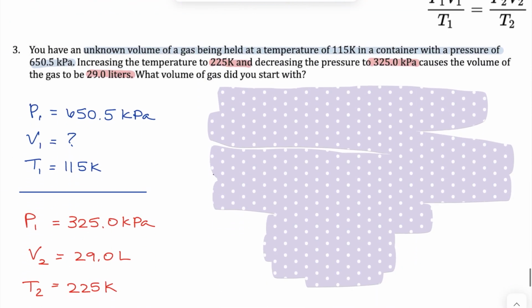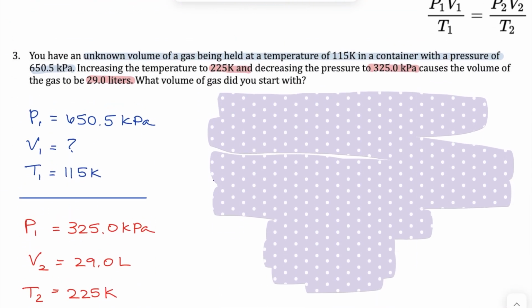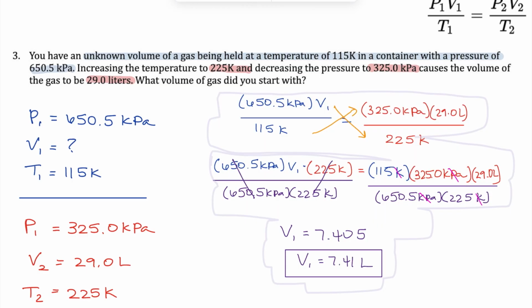All right, I think sometimes with these, the trickiest part is just organizing the information. Go ahead and read problem number 3 on your own. See if you can get all that organized, and then check with how I organize that problem. And then when you're ready, pause the video and then come back to see what the answer is. I've got the setup and then my math there. My final answer for number 3 is 7.41 liters for the initial volume. Reach out to your teacher with any questions.